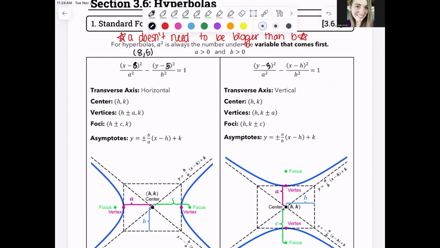But if I have an 8 here and a 5 here, the first coordinate, the X coordinate of the center always comes from the X part. So it would be the reverse of what you think the center would be. It would be 5 comma 8 for this one, because the X coordinate comes from the X and the Y coordinate comes from the Y. We're used to the X always coming first, but they're flipped in this one over here. Just a quick note there.